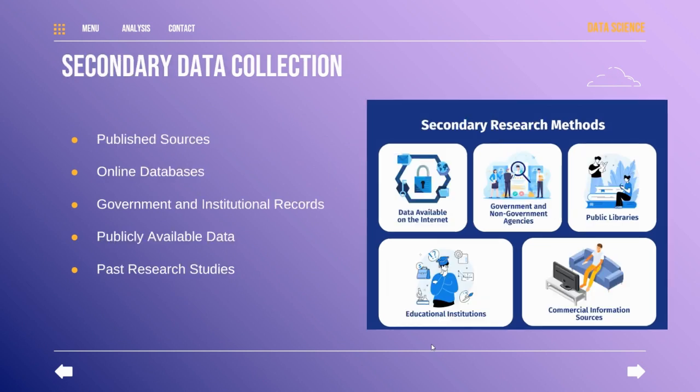The next is the secondary data collection. What is secondary data collection? For example, nowadays so many research papers are on the internet. Secondary data collection uses online resources, published resources like research papers, government or institutional records, publicly available data, and past research studies. As you can see in the side image, they show how the secondary data research methods are.